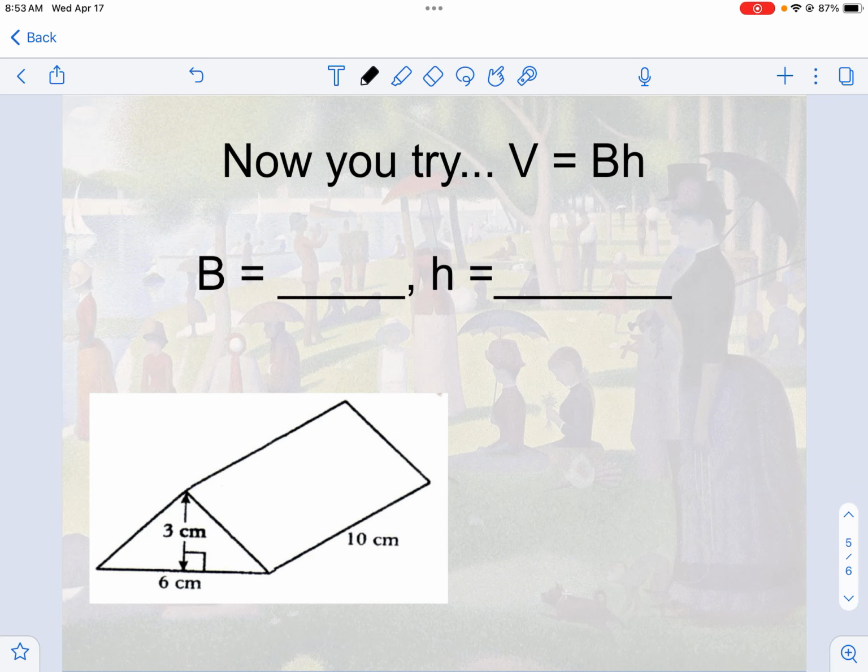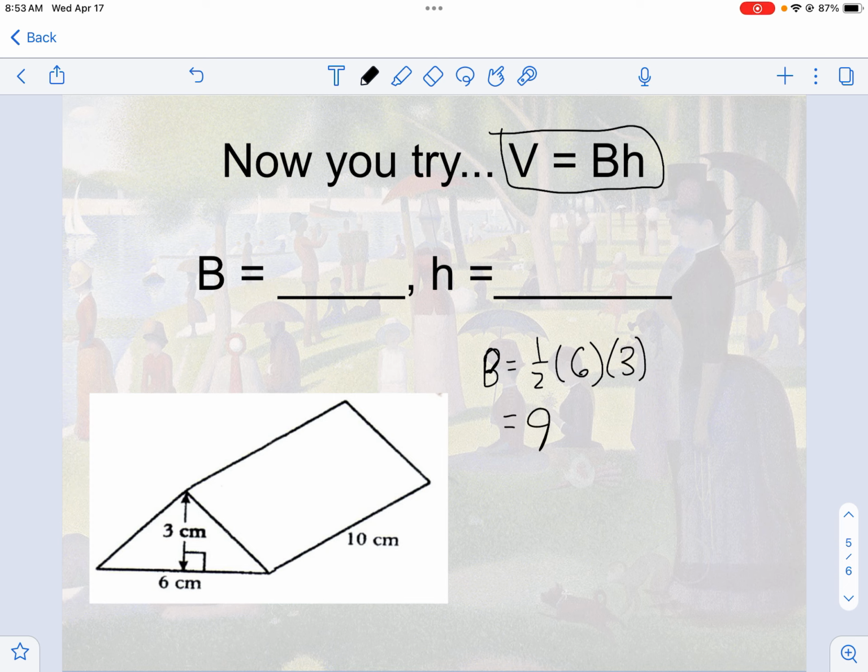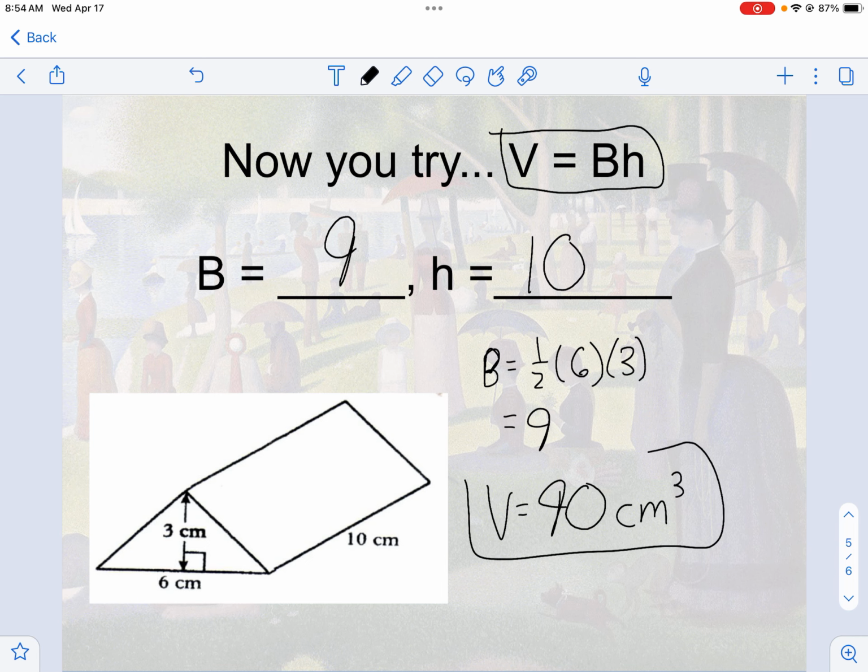In the next one, again, finding the area of my base, that's V is equal to BH. The area of my base is going to be a triangle again. So 1/2 times my base 6 times my height of 3. Half of 18 is 9 again this time. So my base is 9. It won't always be 9. It just happens that these two are the same. And then my height, the distance between my two bases, is 10. So my volume, 9 times 10, is 90 centimeters cubed.